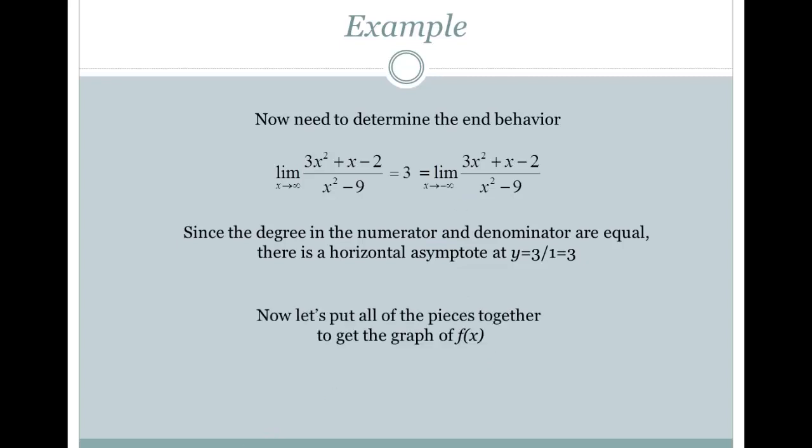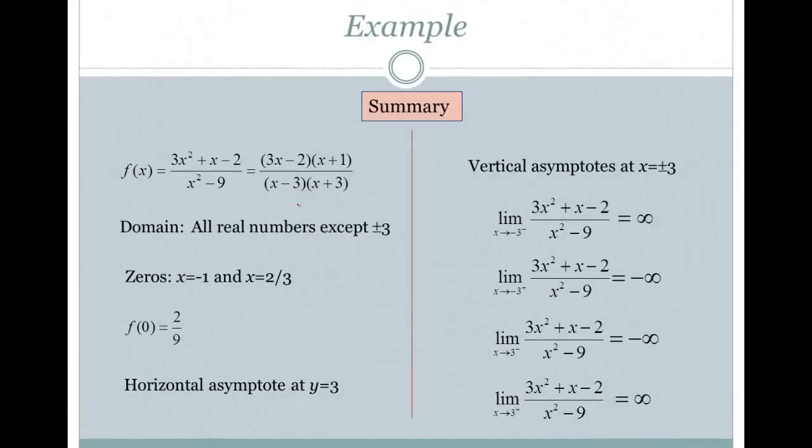Okay? Let's put all the pieces together. Let's see what we have here. Here's my function. My domain was all real numbers except plus or minus 3, as we saw. We had these zeros, which was when the numerator was equal to 0. Here is my y-intercept. I determined that my end behavior produced a horizontal asymptote, y is equal to 3. I had vertical asymptotes at plus or minus 3. And here's the behavior as I approach those vertical asymptotes from the left and from the right. Okay? And this is all just a summary of what we did.